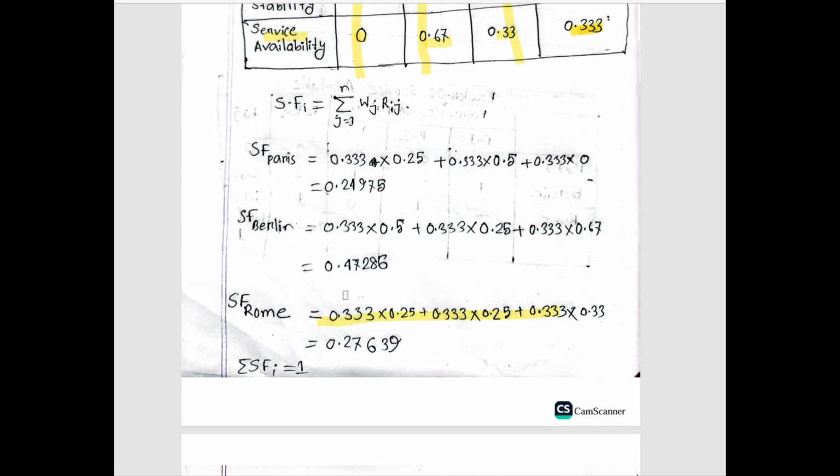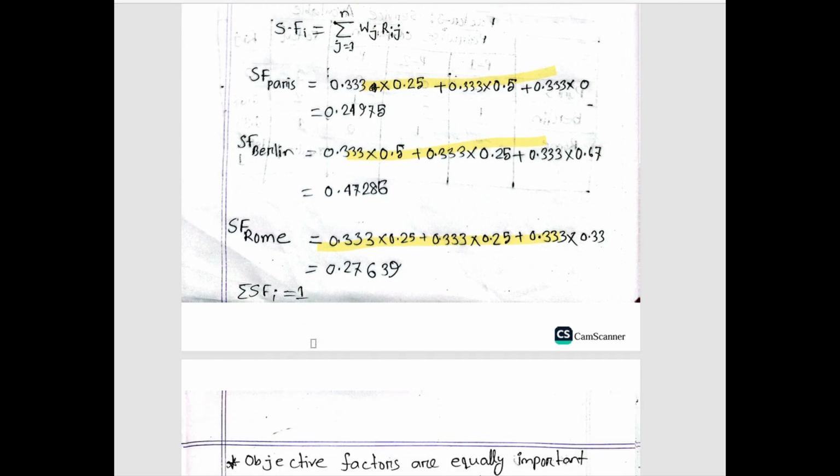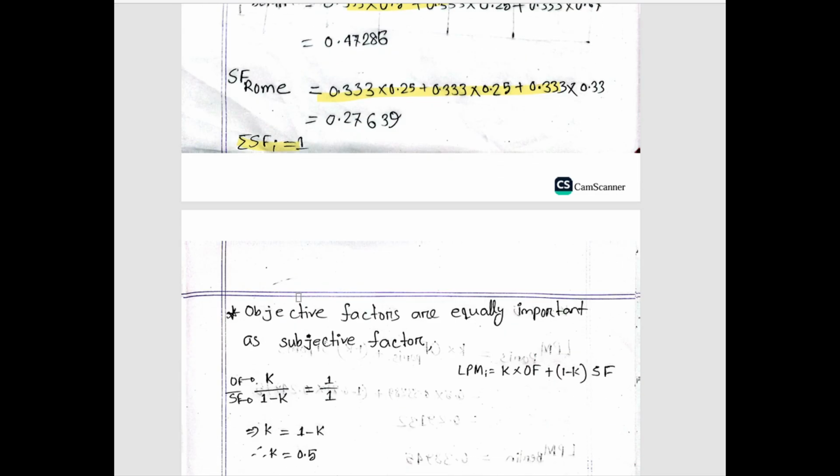Just after calculating this, 0.24975 was the subjective factor for Paris. For Berlin it is 0.47286. For Rome it was 0.27639. Now again cross check, the total of the subjective factors, the summation, would be 1. Now we have calculated the objective factors and subjective factors.